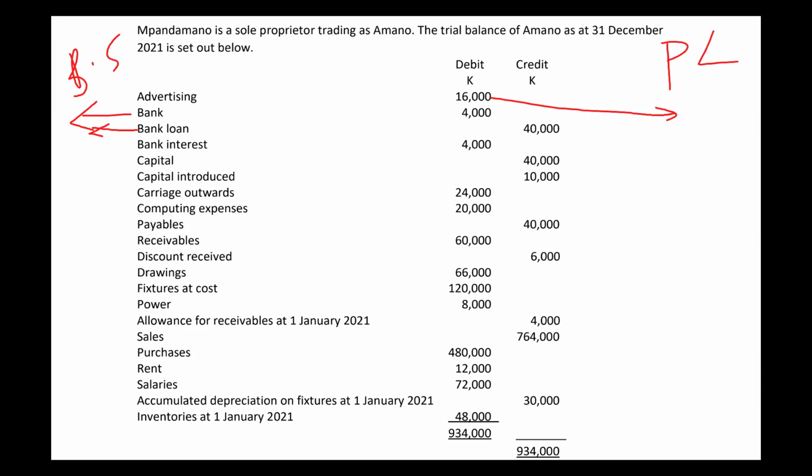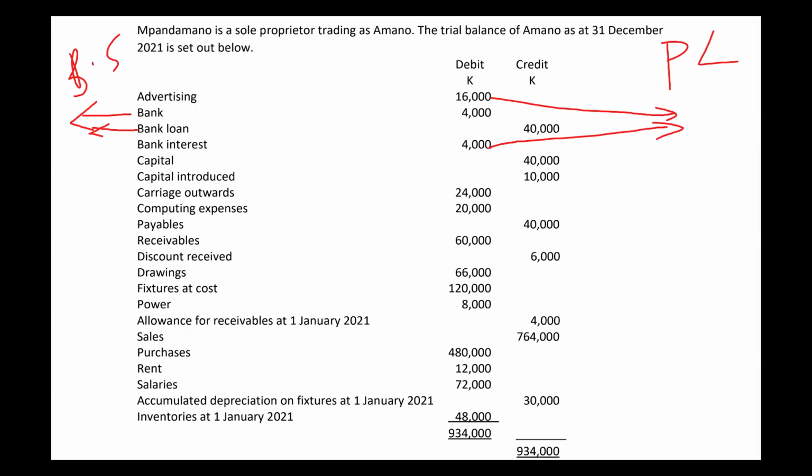Bank interest. Where do we put bank interest? What did you say? I don't remember where it goes. Oh, okay. Go ahead, Brother Boniface. Thank you. Yes, you said it's an expense. So it goes in the profit and loss.